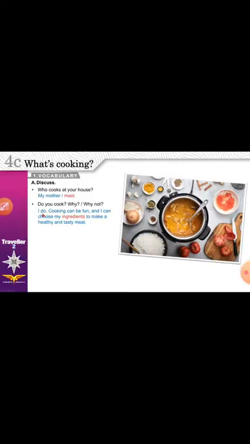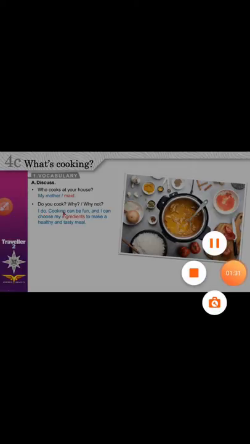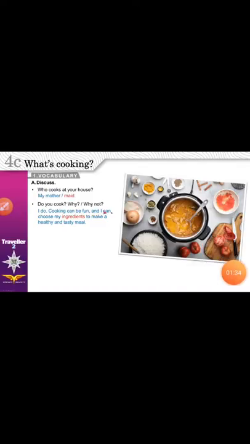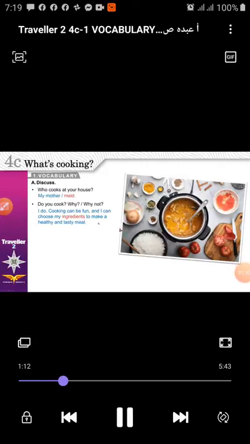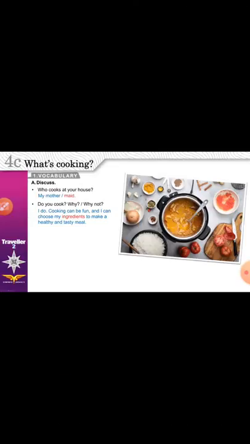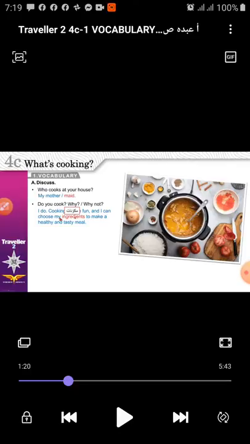I do. I cook. Why? Cooking can be fun and I can choose my ingredients. Ingredients are the food, the vegetables, the spices, the meat that you use to prepare your meal to make a healthy and tasty meal. Listen to the questions and look also at the picture. You can find some interpretations and translations, some information in it.